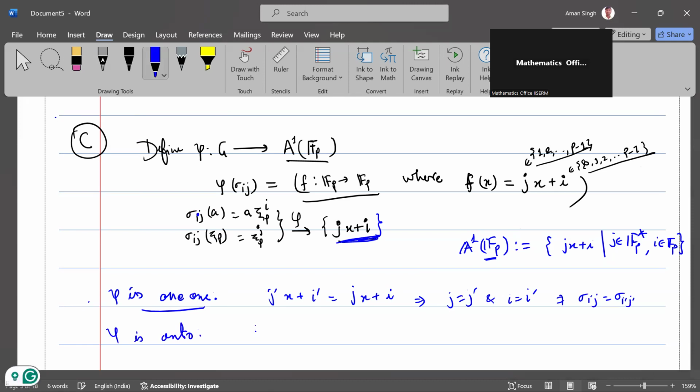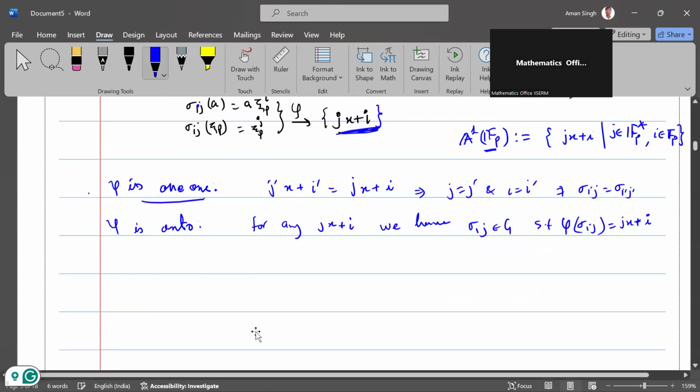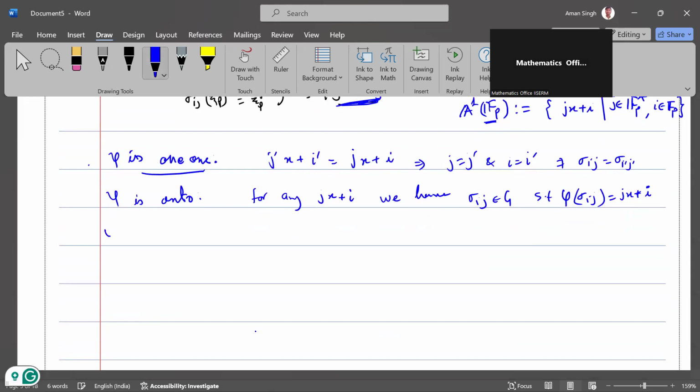For any jx plus i, we have sigma_ij in G such that phi of sigma_ij is equal to jx plus i. So this is one-to-one and onto. We have to check that phi is a homomorphism.